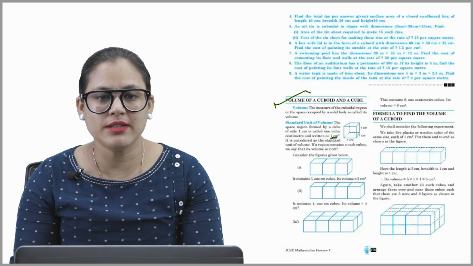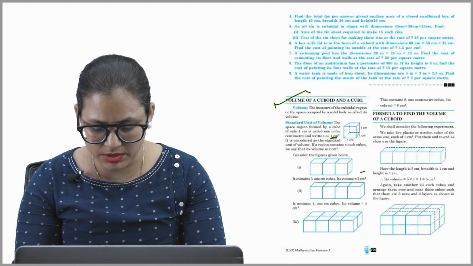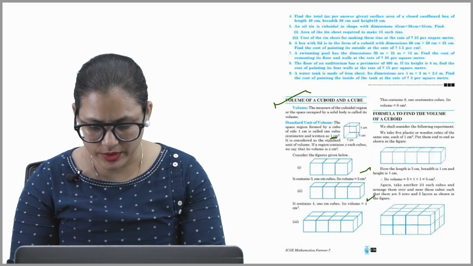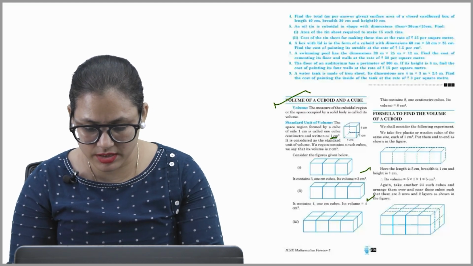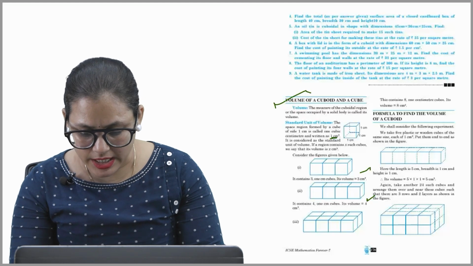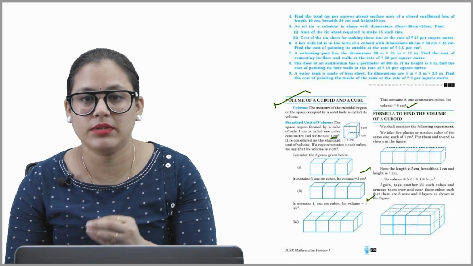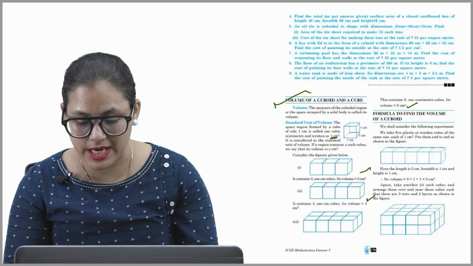If a region contains x such cubes, we say its volume is x centimeter cube. Okay. Now consider this figure. Its volume is 3 centimeter cube. 1, 2, 3, 4. Its volume is 4 centimeter cube. And now its volume is 8 centimeter cube because this contains 8 cubes of 1 centimeter cube each, so its volume is 8 centimeter cube.